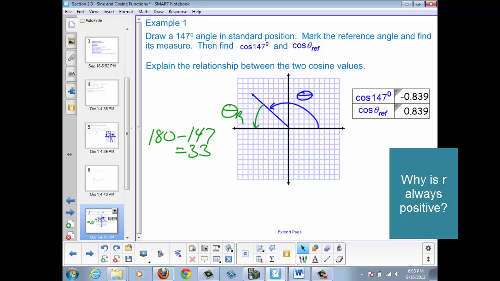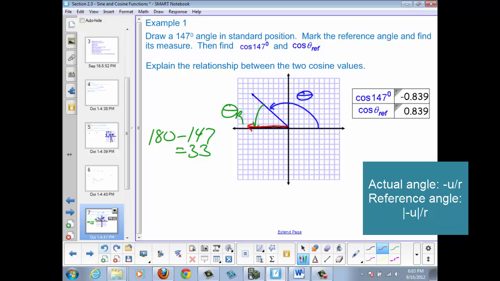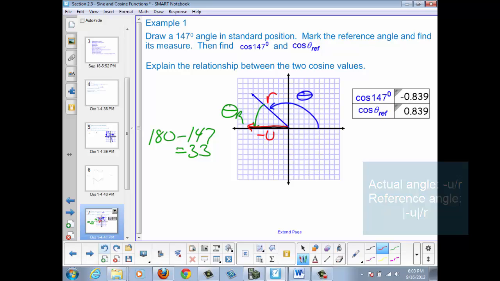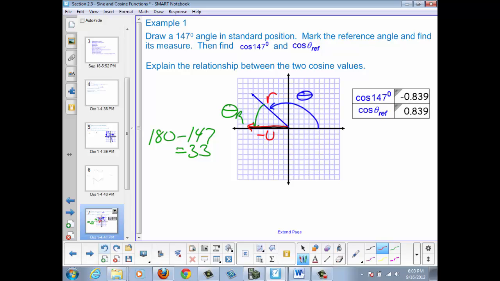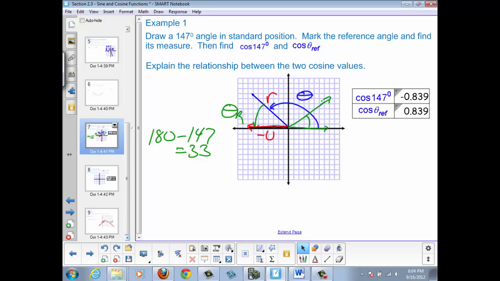So why is one negative and one positive? If we think about our horizontal distance from the origin for this angle, we'll see that it gives me a negative u value. And if we remember that r is always positive, for our actual angle, we are talking about a negative u over a positive r. For our reference angle of 33 degrees, if we were to draw a 33-degree angle, our u value would be positive. Hence, a positive value for the reference angle.